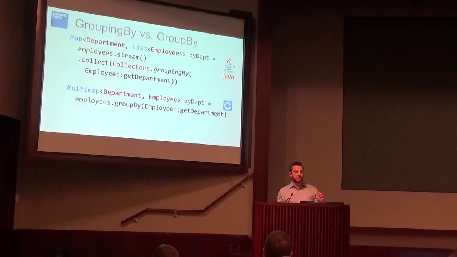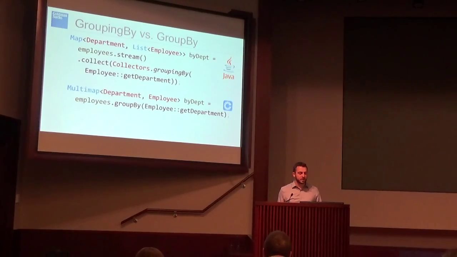Here, the collector that we pass in is actually similar to what we passed in before. It's grouping by now, but it still just gets a function which says how we're grouping. It's how we create the key. And the return type is a map of departments to a list of employees. It's like a multi-map if you're familiar with multi-maps. And JS Collections does return a multi-map.